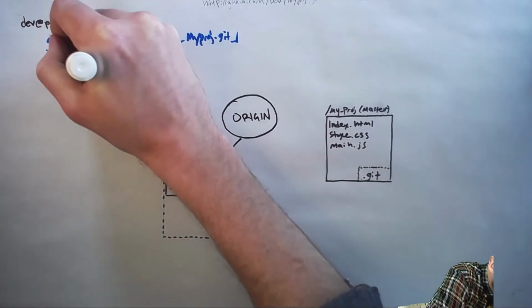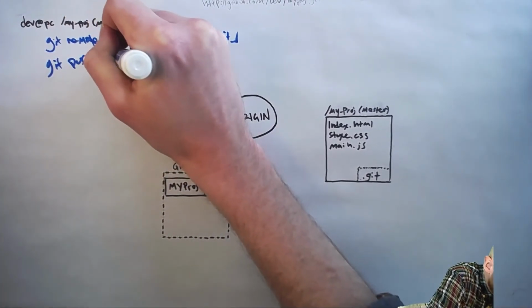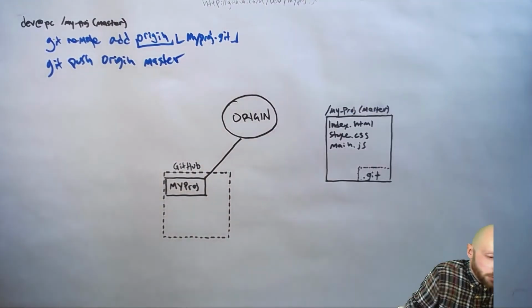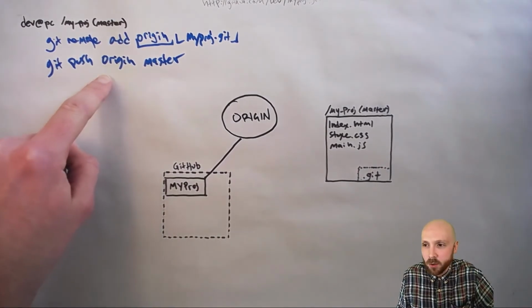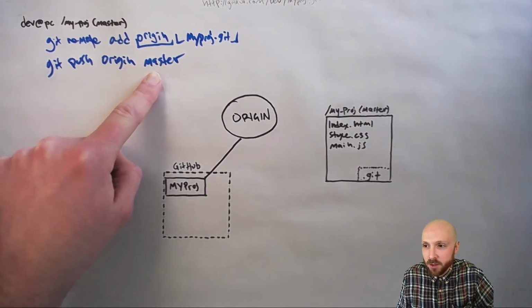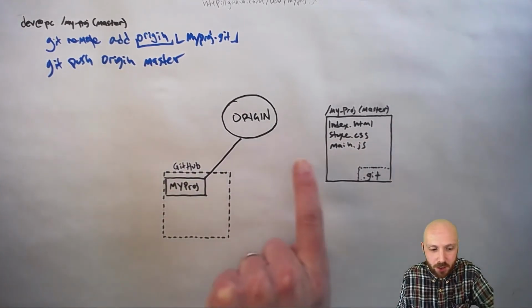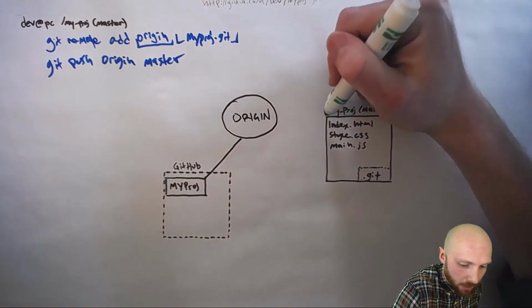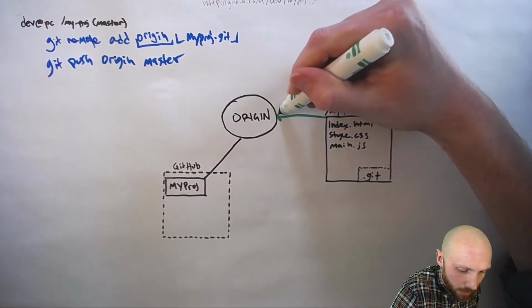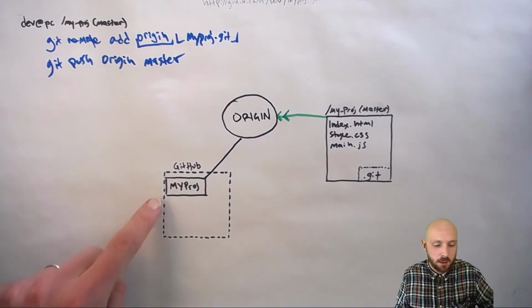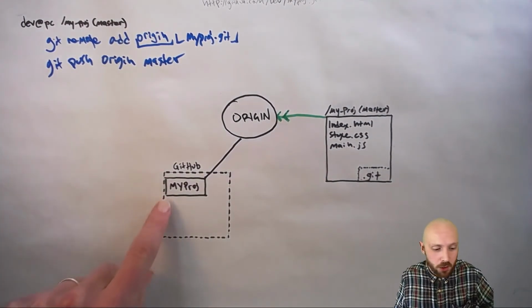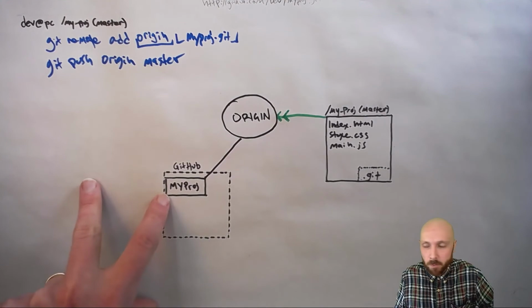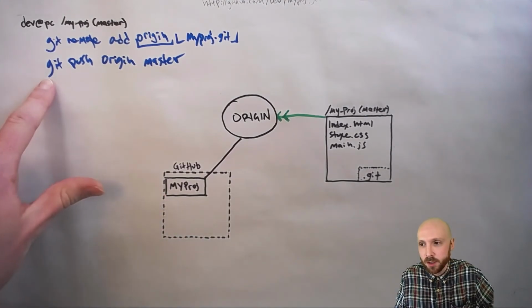Git push origin master. So you're saying origin is where I'm going, and master is what I'm going to put there. I'm going to put my master branch up here to origin. So this is kind of what it looks like. After that occurs, data gets sent. And after this command is issued, you should be able to go into your GitHub account and see those files represented after this command is run.